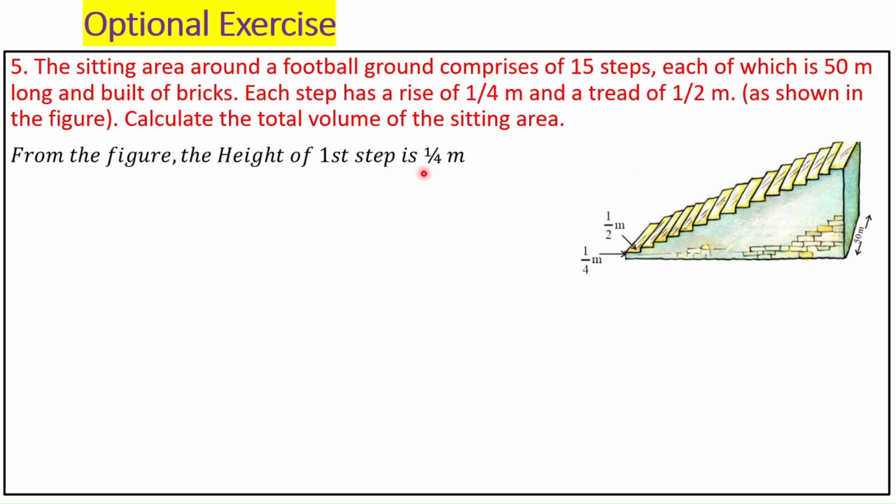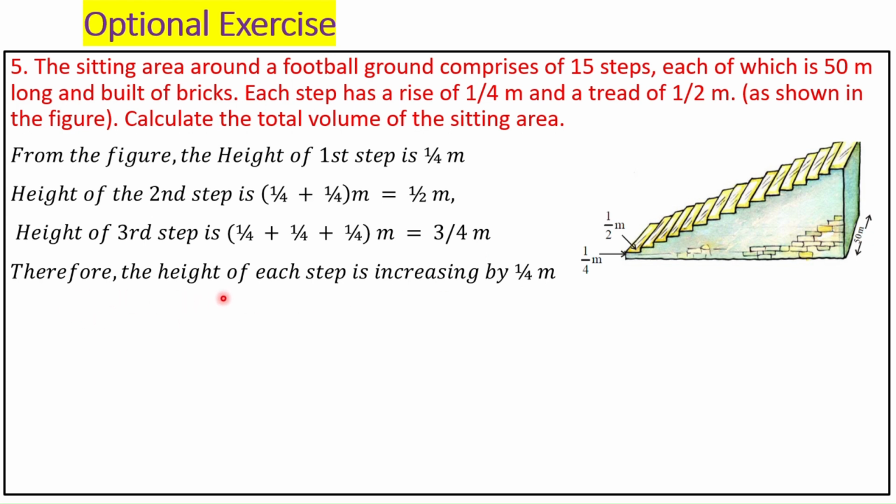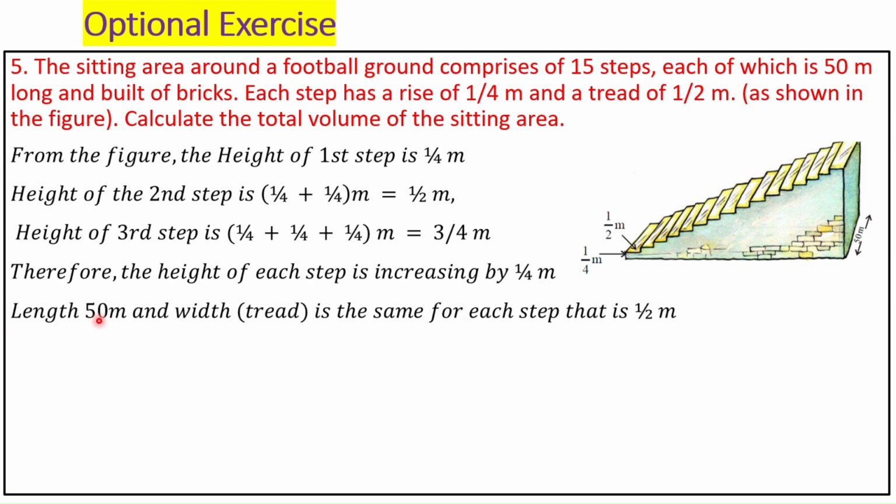So the height of the first step is 1 by 4 meters. Next, height of the second step is half meter, 1 by 4 plus 1 by 4. Third step is 3 by 4. So the height of each step is increased by 1 by 4 meters. And length is 50 meters and width is same for each step. Correct, that is half meter.